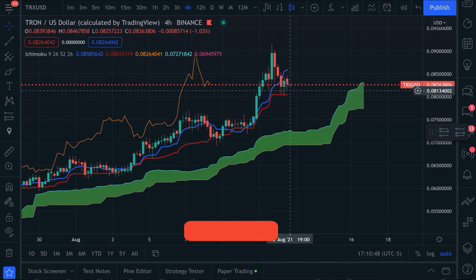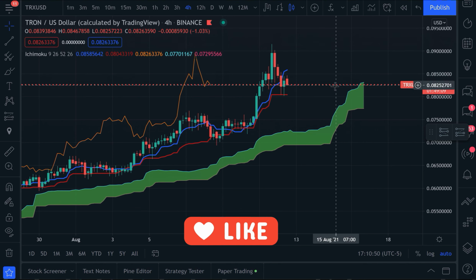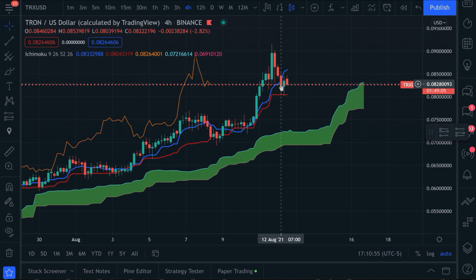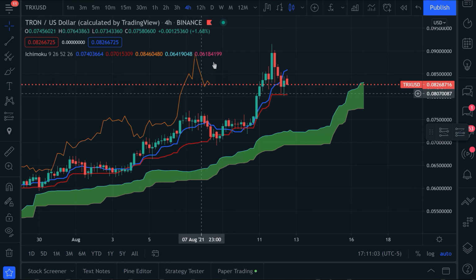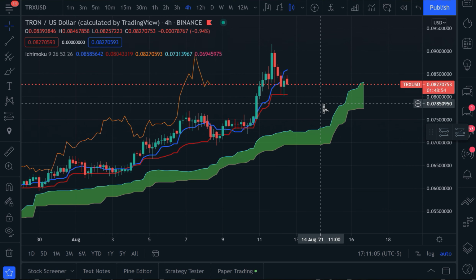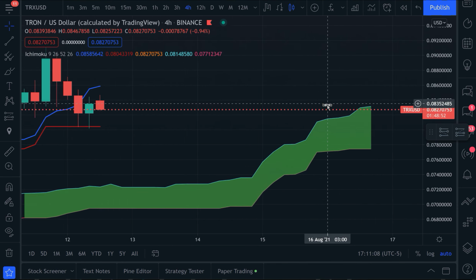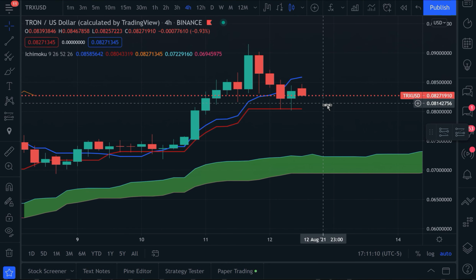All 4 requirements are met because I have the red cloud here, the baseline under the crossover, the price which is over the cloud, the lagging span over the price and over the cloud, everything is compliant. So at this point, I will focus on a 4-hour better entry.